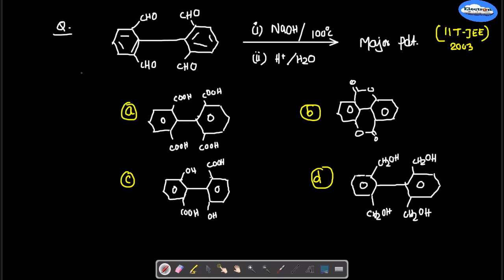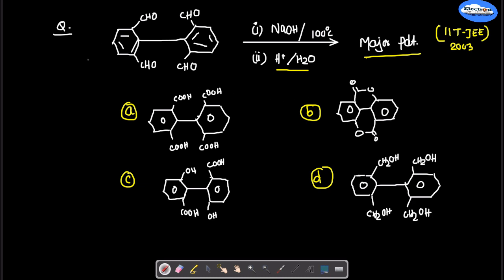So in this reaction you can see that a single compound is containing 4 CHO groups, 2 CHO groups above and 2 CHO groups below, and it is treated with sodium hydroxide, and 100 degree Celsius temperature is applied, and in the second step hydrolysis is applied. So what is the major product? It came in IIT JEE 2003.